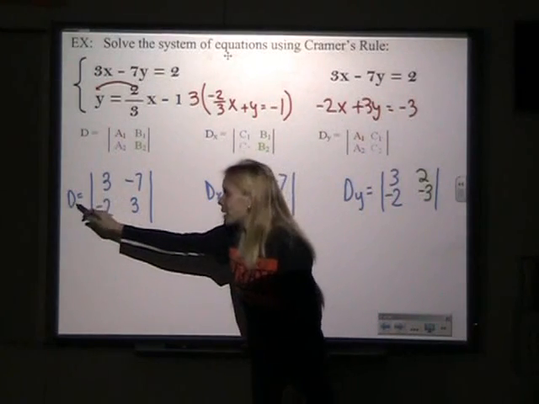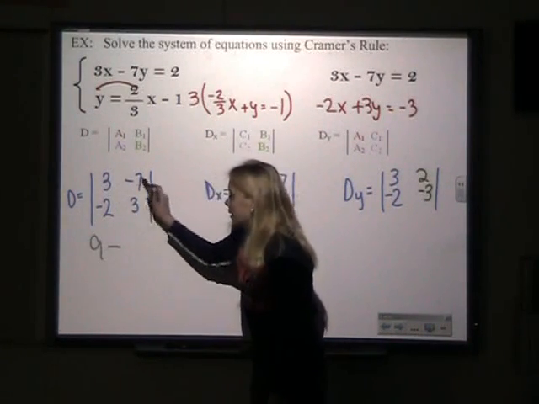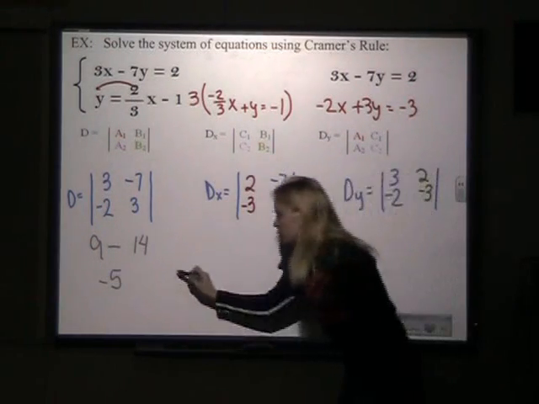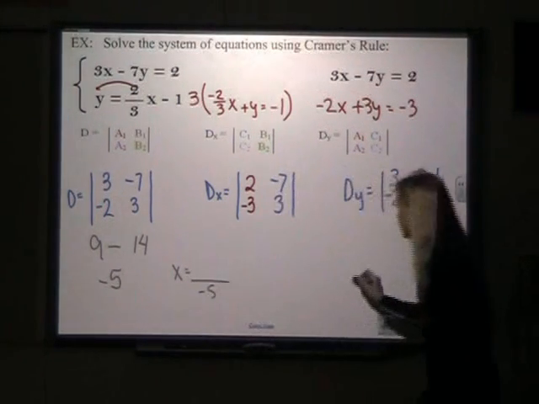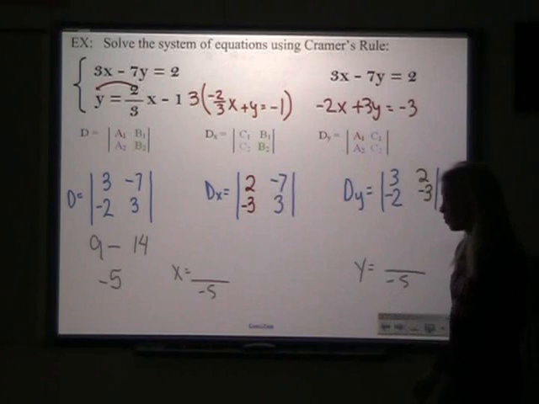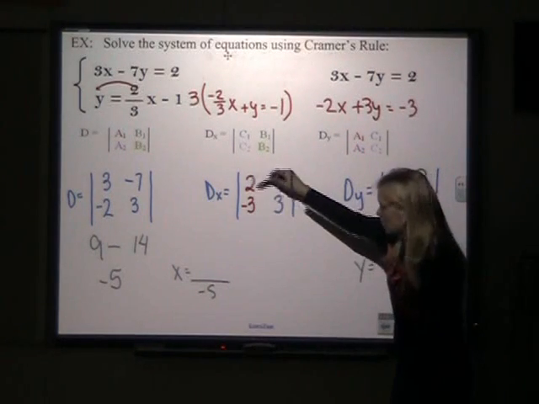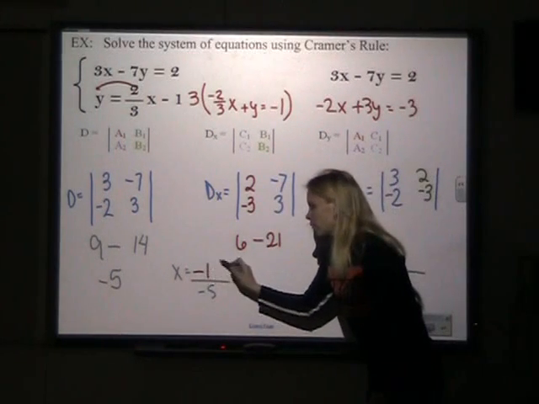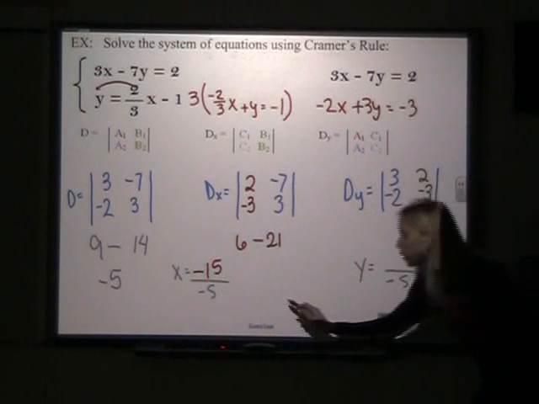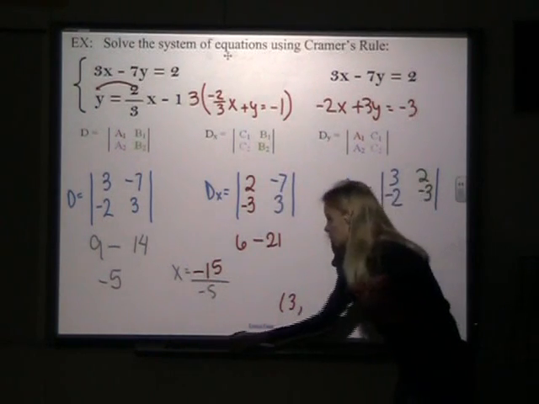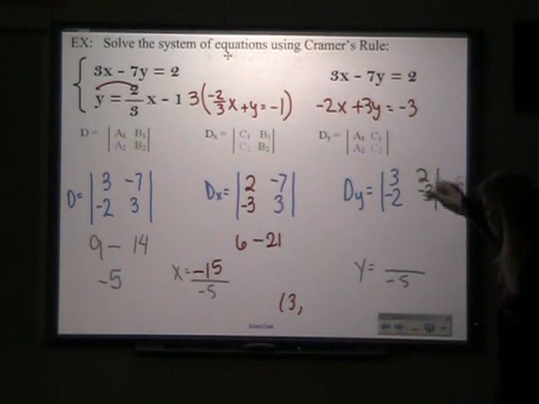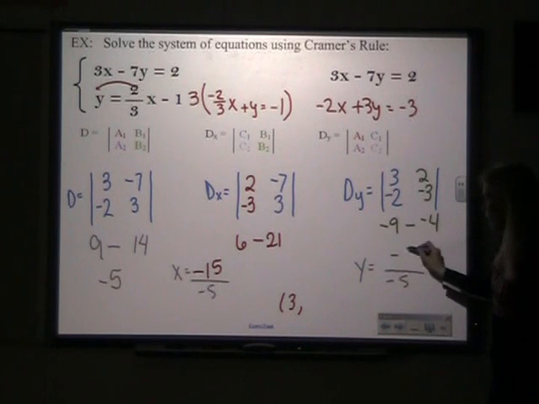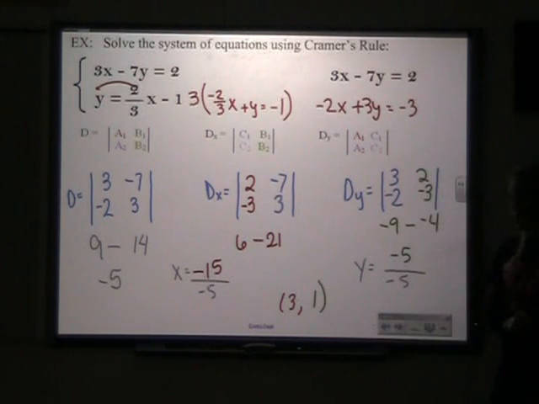This is the matrix that I divide everything by. So 9 minus 14 is -5. I'm going to find my x. So I'm going to take 6 minus 21 is -15. We'll write down that point for x. And then the last one, -9 minus -4 is -5. And again, we'll simplify that to give us our point.